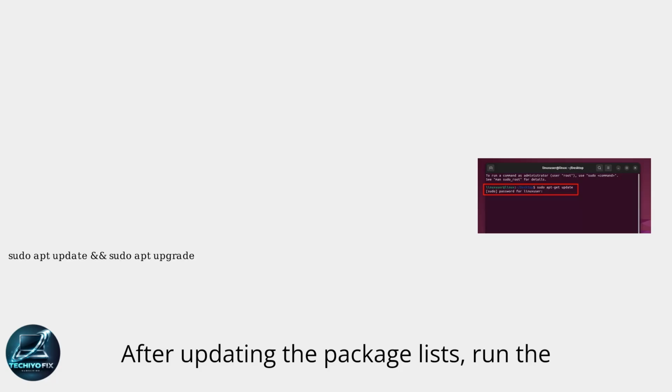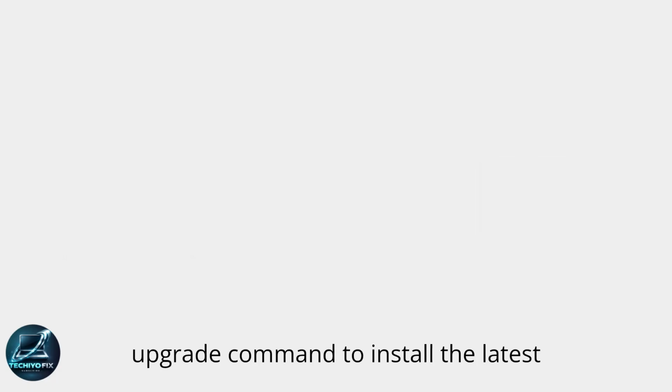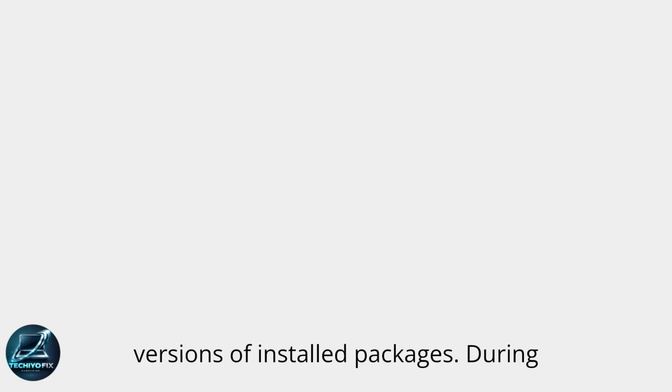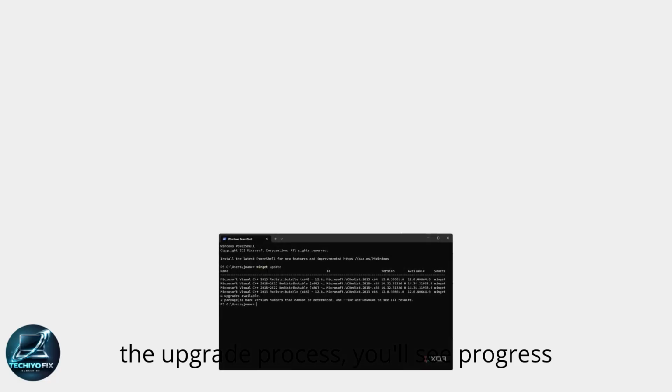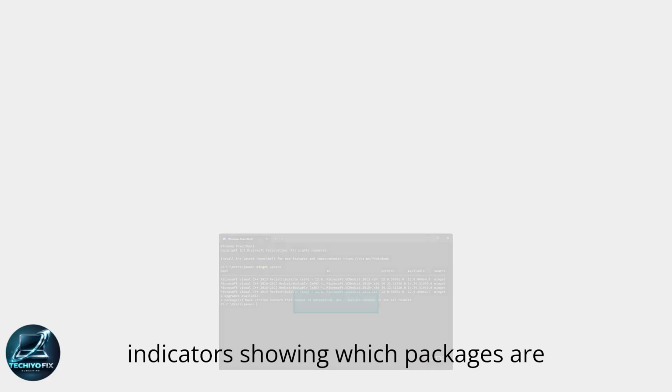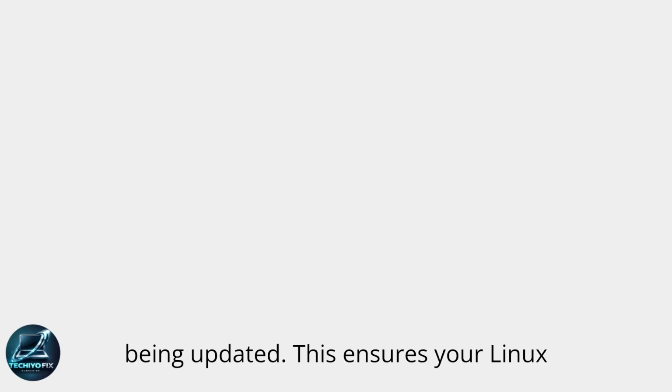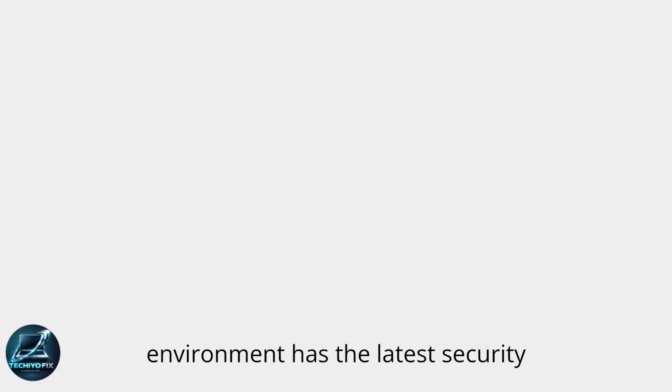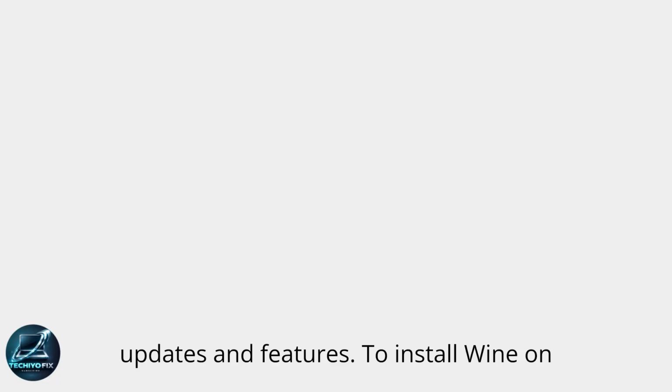After updating the package lists, run the upgrade command to install the latest versions of installed packages. During the upgrade process, you'll see progress indicators showing which packages are being updated. This ensures your Linux environment has the latest security updates and features.